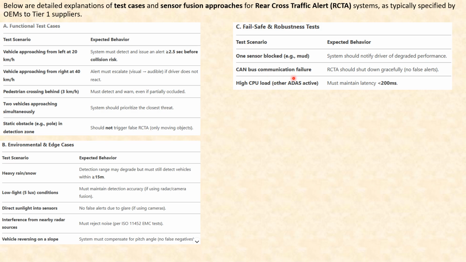And next is CAN bus communication failure. Okay, if at all any communication is failing, then the RCTA should shut down gracefully. I mean, it should not give any false alerts, or it should not affect any other functionality. These are the requirements. And under high CPU load and other active functions, it must maintain a latency less than 200 milliseconds. Okay, as I said, lesser the latency, the more real-time operating scenario.